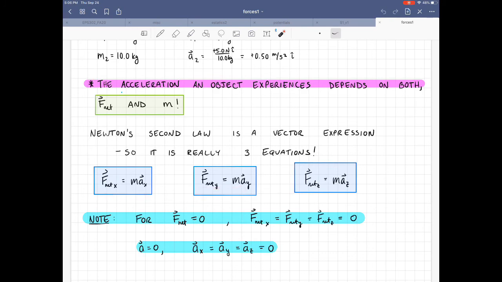A thing to note is that if the net force adds up to 0, then that means the net force in the x direction, the net force in the y direction, and the net force in the z direction, all 3 of those have to be 0. And related to this, if the acceleration is 0, it means that the x acceleration is 0, the y acceleration is 0, and the z acceleration is 0. If the net is 0, then the net in x, the net in y, and the net in z all have to be 0.